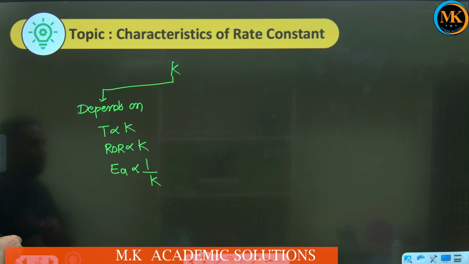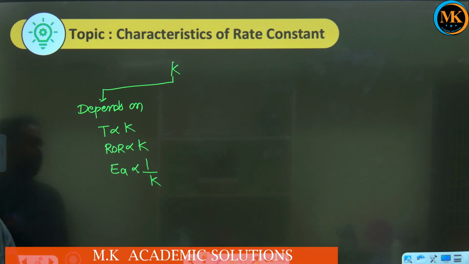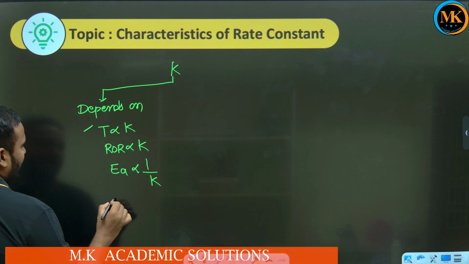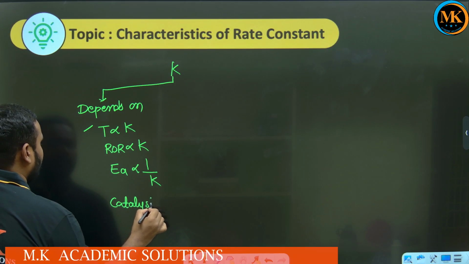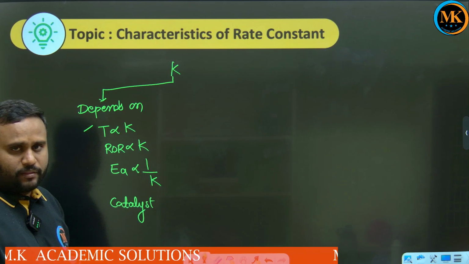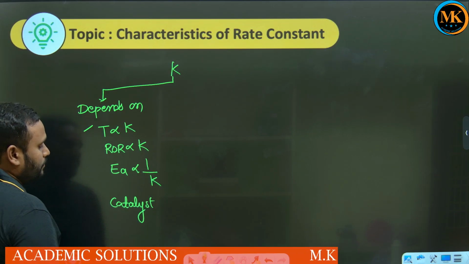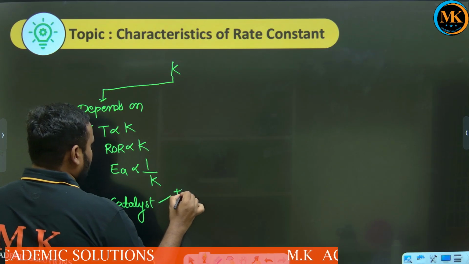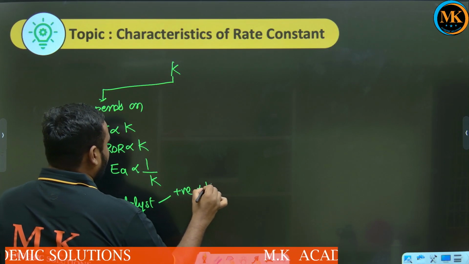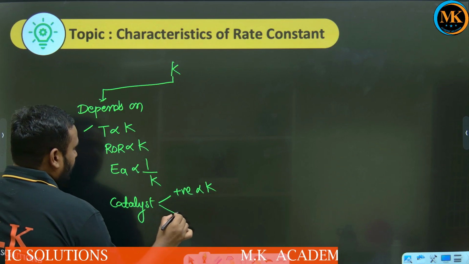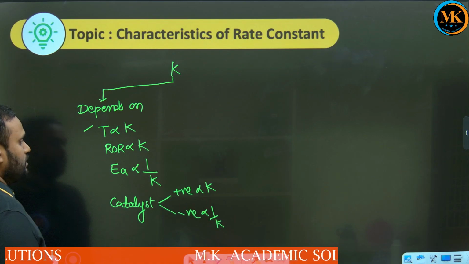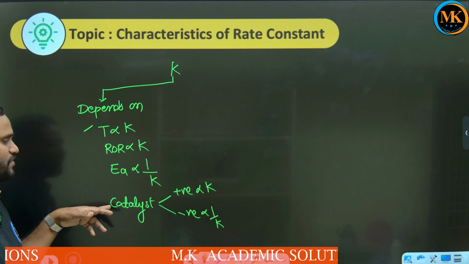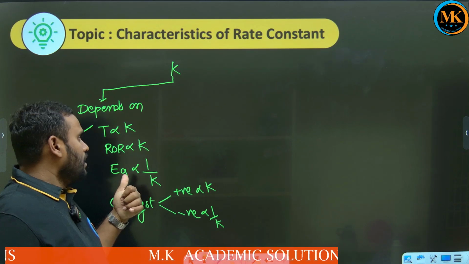These are the major factors. Next, you can take the catalyst also. Catalyst can also affect the rate constant. For example, a positive catalyst is directly proportional to the rate constant, and a negative catalyst is inversely proportional to the rate constant. So these are the factors which affect the rate of reaction.